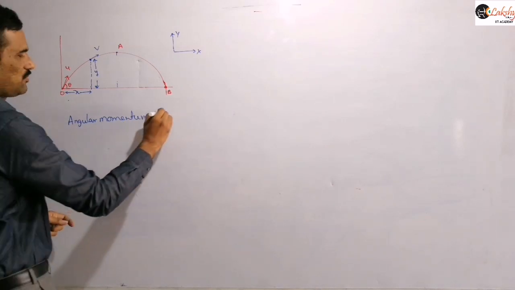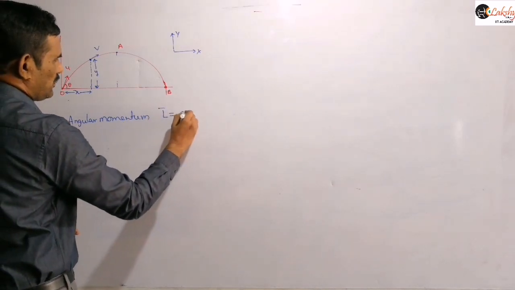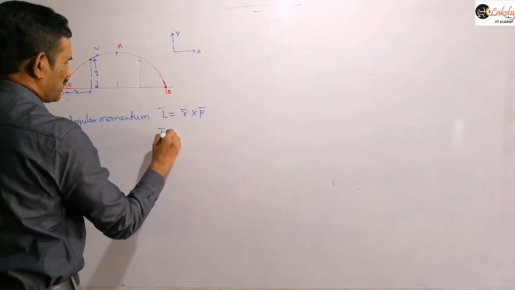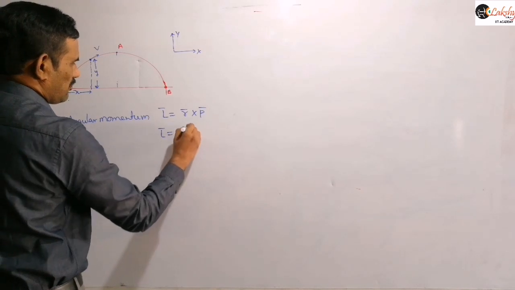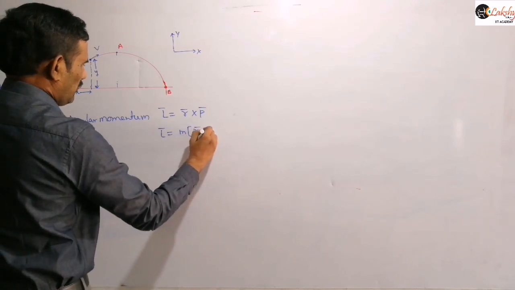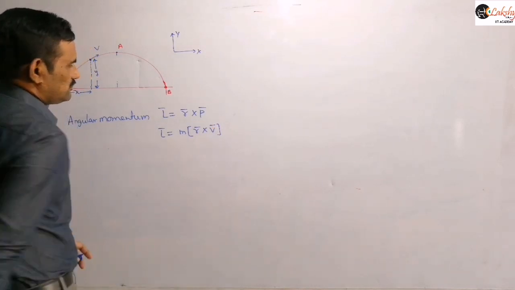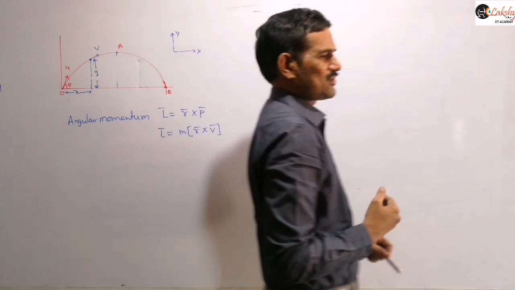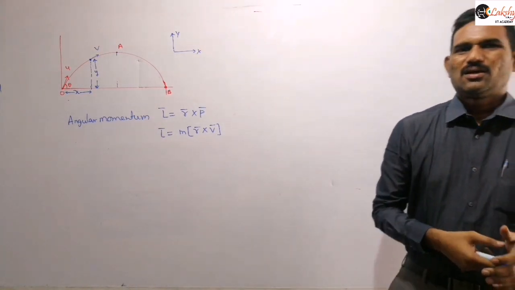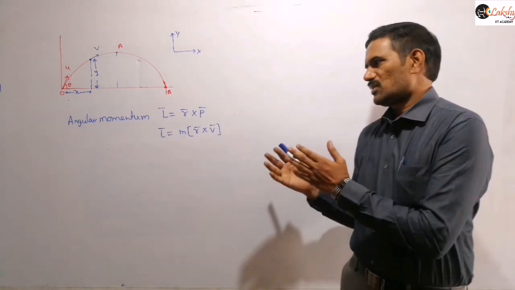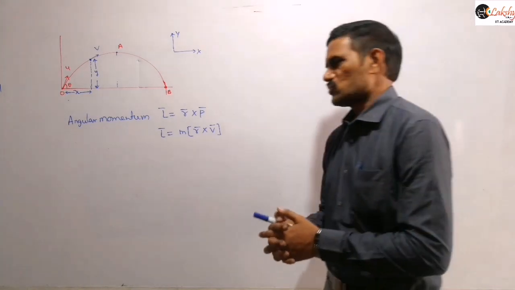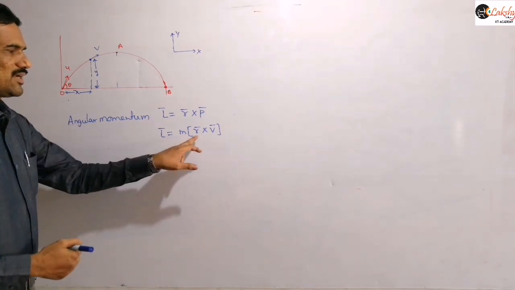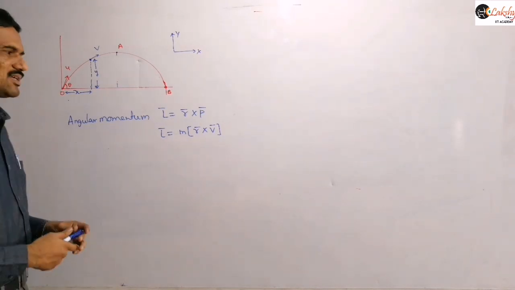So angular momentum L bar is equal to R bar cross P bar, or you can also write this as M of R bar cross V bar, right? Previously we wrote just R bar cross F bar. Now we need to write R bar cross V bar. That is only the difference there, right? Now if you want to calculate at any instant of time, first we need to find these two values at any instant of time.